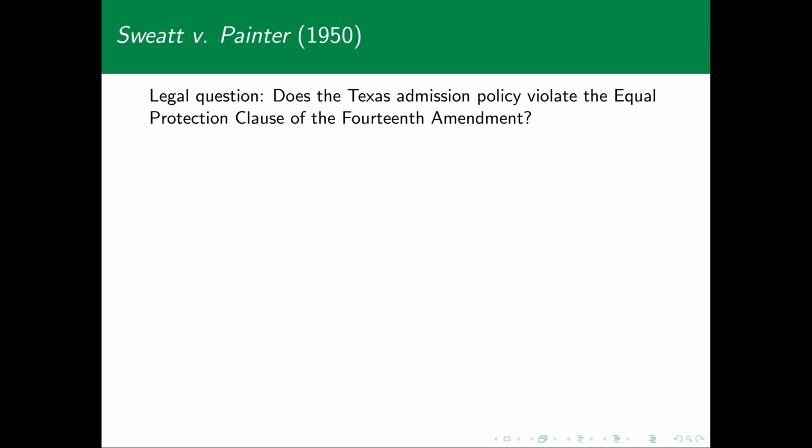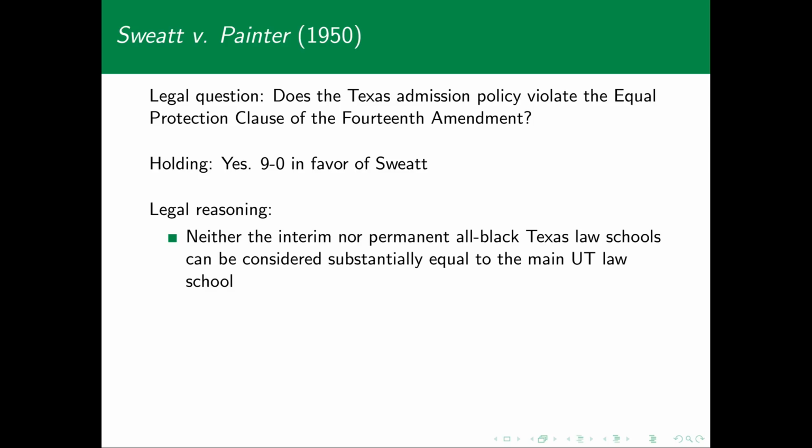And the court holds unanimously that it does. It violates the 14th Amendment, and they rule in favor of Sweat. And the reason for this is because they say there's no world in which that interim all-black school, or even the permanent one, could be considered substantially equal to the main UT law school. UT's got a good law school, even in the 50s. And to say that you could gain the same education and the same opportunities from an interim all-black school is ludicrous, says the court.